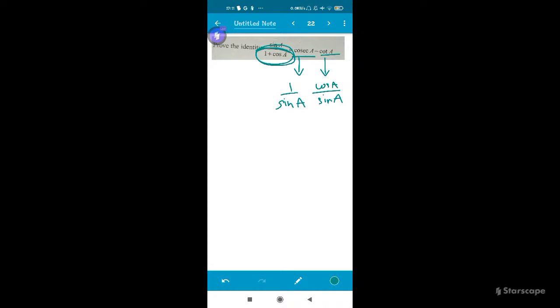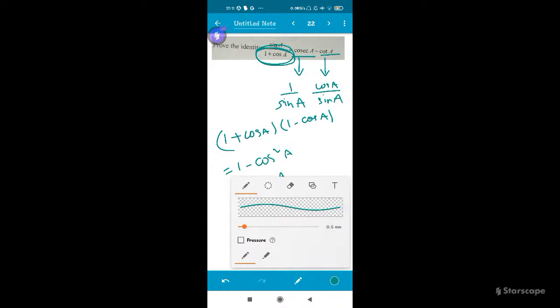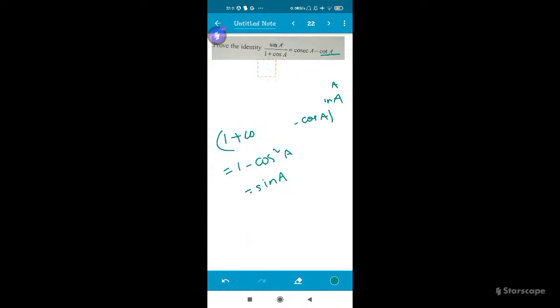It's not going to change anything because there is no square root, so it will remain as it is. But if we multiply with 1 minus cos A, what will happen? If we multiply 1 plus cos A with 1 minus cos A, we are getting (a plus b) into (a minus b). That means 1 minus cos square A, a square minus b square, and we will get sin square A. So we can do this. We can multiply 1 plus cos A with 1 minus cos A, and since we are multiplying the denominator with some term, we have to multiply the numerator also with the same term.